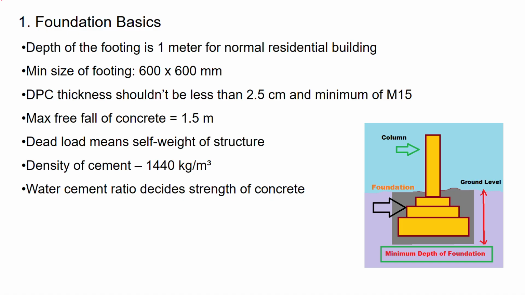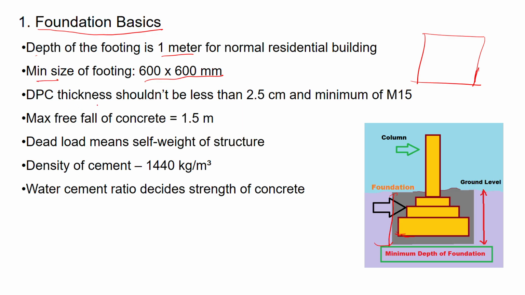So first of all, you should know the foundation basics. That is, the depth of the footing should be 1 meter for a normal residential building. That means the foundation depth you see should normally be 1 meter. And the minimum size of the footing, footing means whatever size you can see here, it will be like this. It should be 600 into 600 mm. So that is the minimum size.